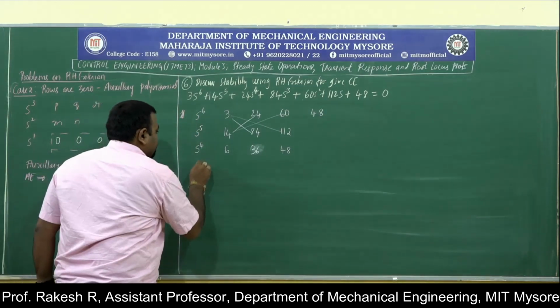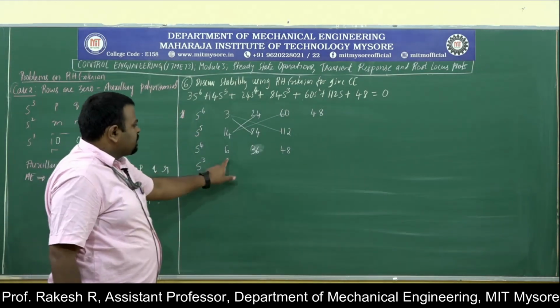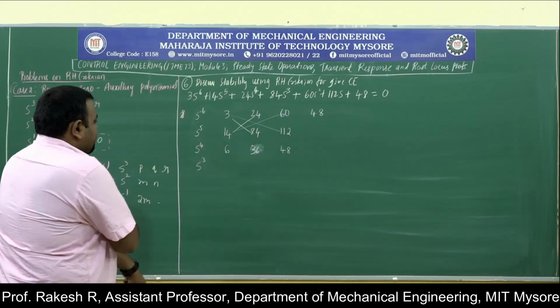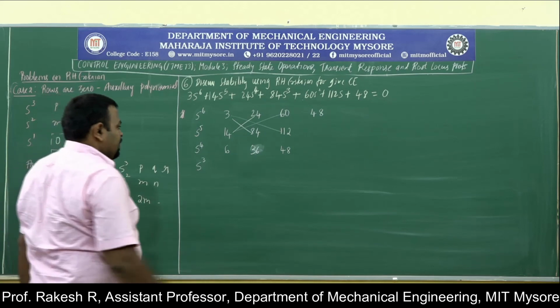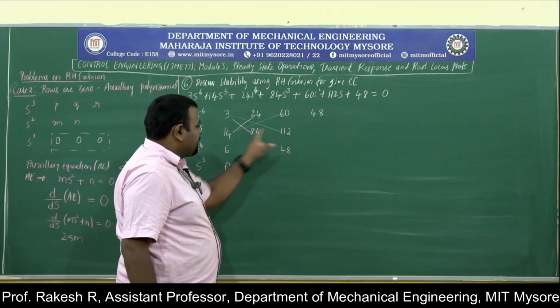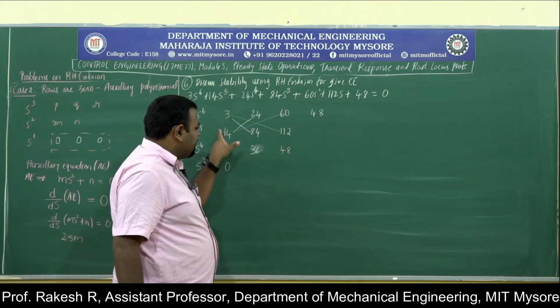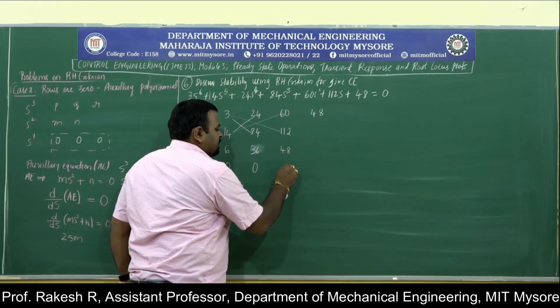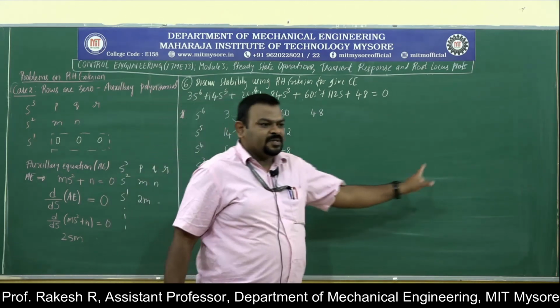Then s cubed. S cubed is (6 into 84 minus 36 into 14) divided by 6. So you will get 0 here if you calculate. Then (6 into 112 minus 48 into 14) divided by 6, again 0. This is again 0. So here the row will be 0.